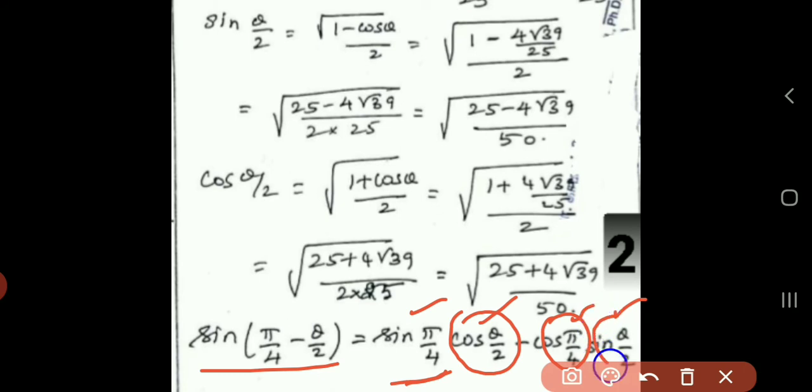But here in the problem we are asked to find sin of (pi by 4 minus theta by 2). It is in the form of sin of (a minus b). Sin of (a minus b) is sin a cos b minus cos a sin b. So substitute the value for sin pi by 4, that means sin 45 degree. And then the value of cos theta by 2 is found already. And cos pi by 4 value you can substitute from the trigonometrical table. Here sin theta by 2 we found the value. So we want to substitute all the values inside this.